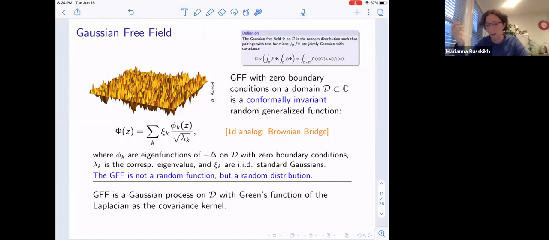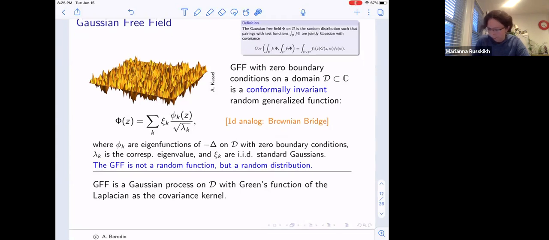And in terms of test functions, if you smooth the Gaussian free field against a test function, then the covariance functional may be seen as the standard Dirichlet energy of the domain. So this is an analog of how to think about covariance in the case of the Gaussian free field, as opposed to a Brownian bridge. It looks similar, but one should think about test functions.